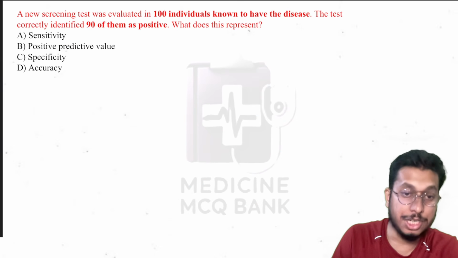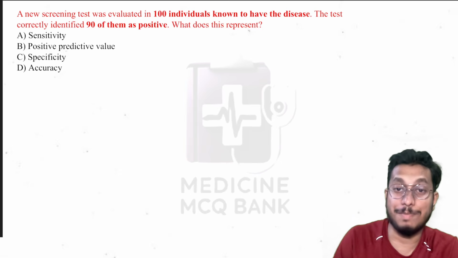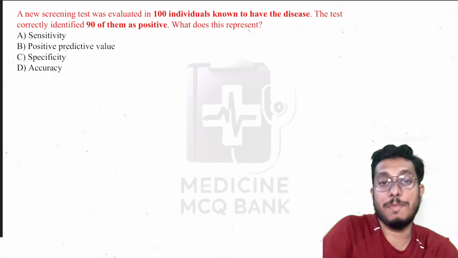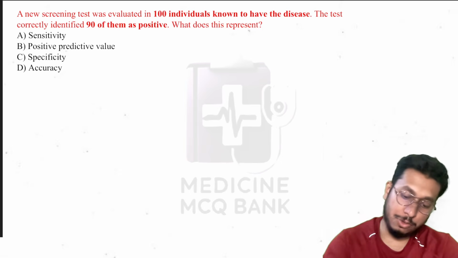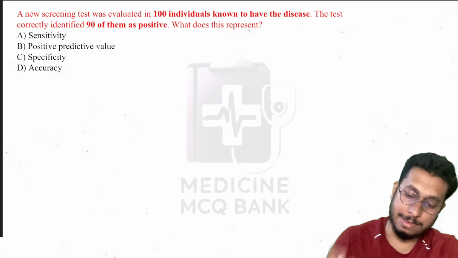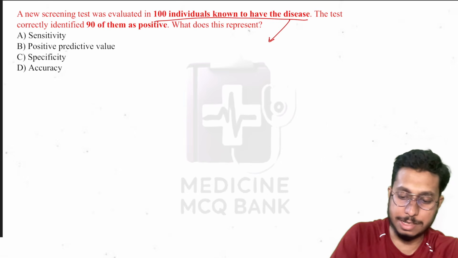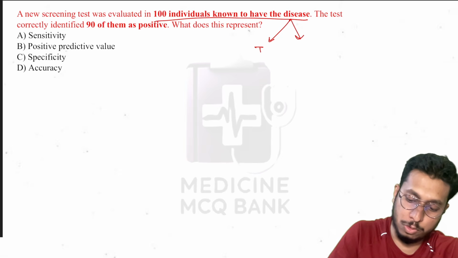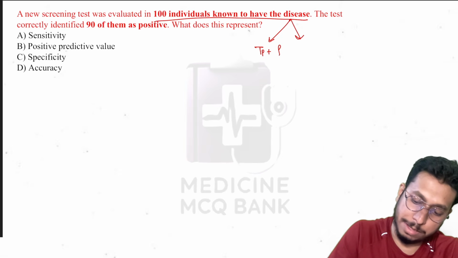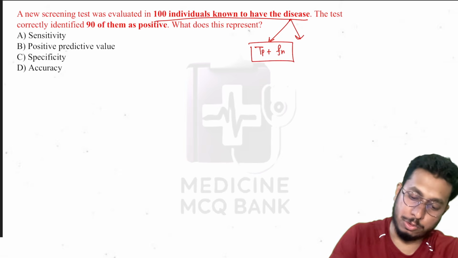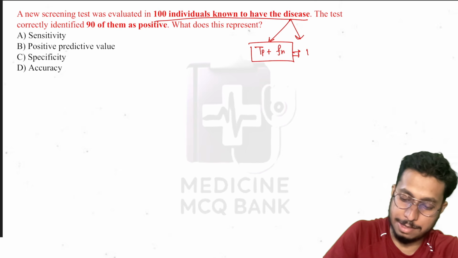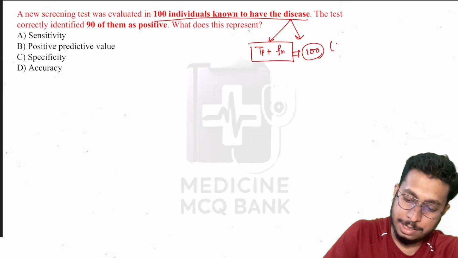Now coming to the next question. This is a question from the sensitivity and specificity topic, screening test topic. A new screening test was evaluated in 100 individuals known to have disease. So these are the persons who have disease. In terms of the screening test, what do we call this? It is true positive plus false negative. The total population here is 100 who are having disease.